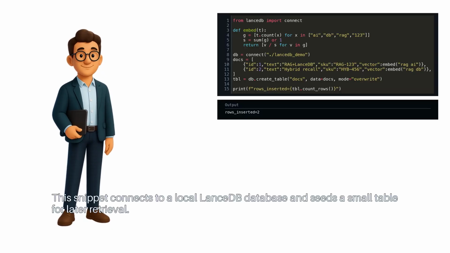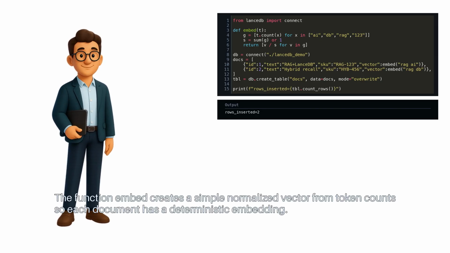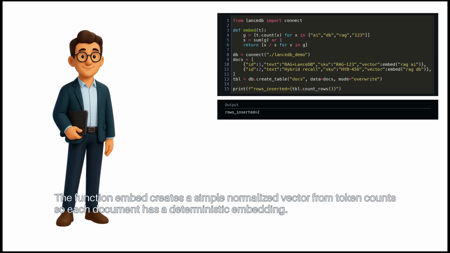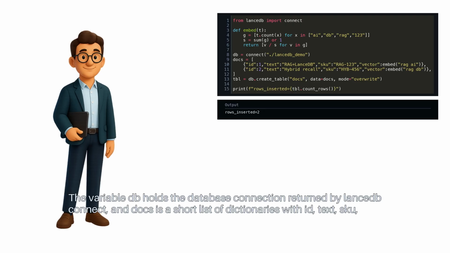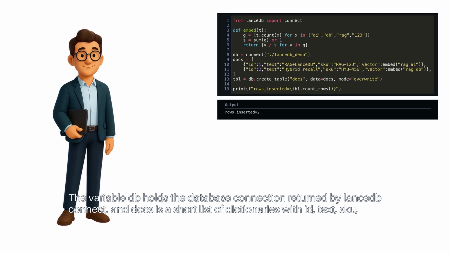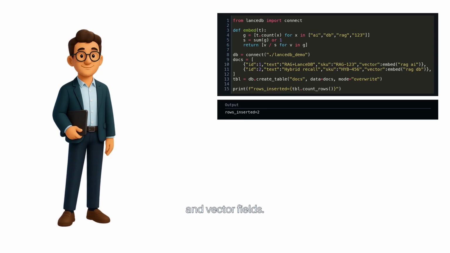This snippet connects to a local LanceDB database and seeds a small table for later retrieval. The function embed creates a simple normalized vector from token counts, so each document has a deterministic embedding. The variable db holds the database connection returned by LanceDB connect, and docs is a short list of dictionaries with ID, text, SKU, and vector fields.